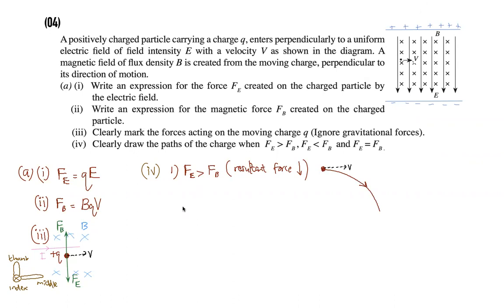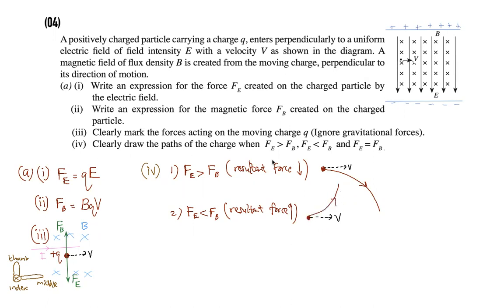And the second scenario, the opposite of that. When Fb is bigger, that is the magnetic force is bigger, then we have a resultant force where? Upwards. We have a resultant force upwards. Therefore the particle, which is attempting to move towards the right, tends to bend upwards.